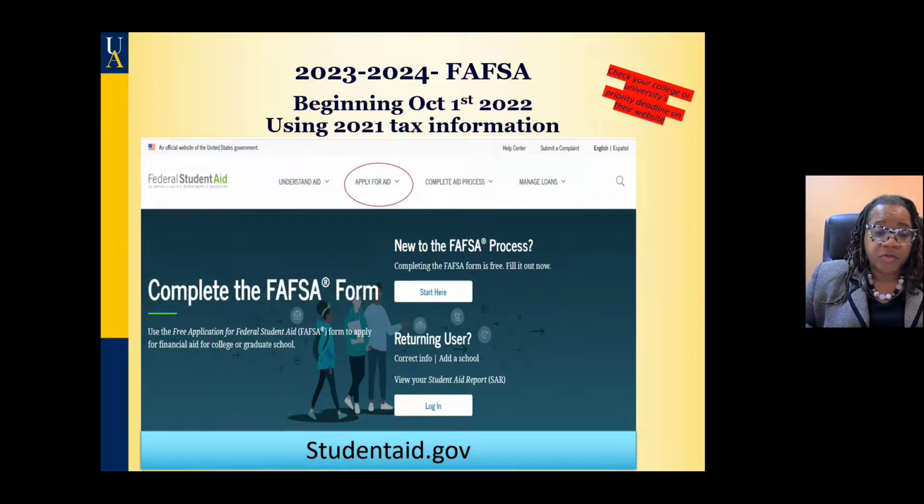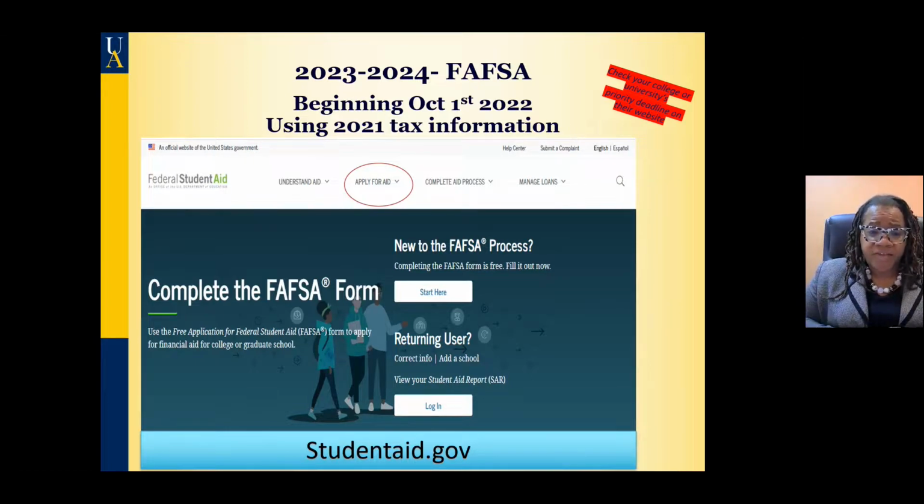The new FAFSA generally comes out every October 1. So on October 1, a new FAFSA will come out for the 23-24 year. So think about when your student is actually sitting in the seat to attend college. So it's generally that summer or fall of 23 going into that 24 year.